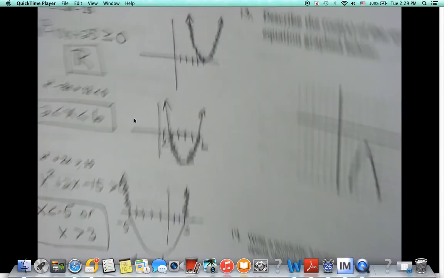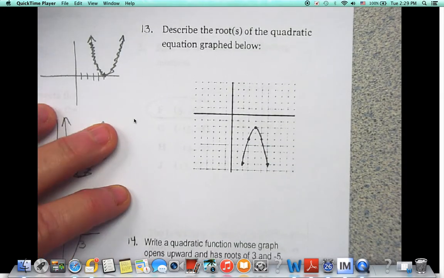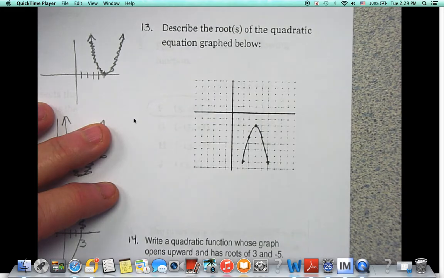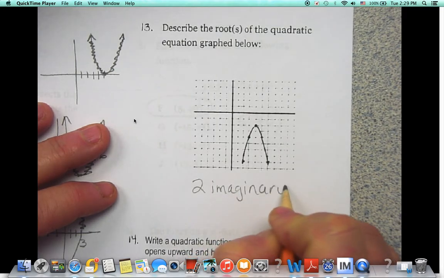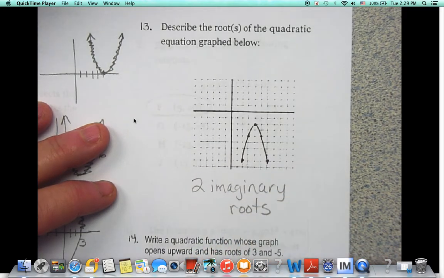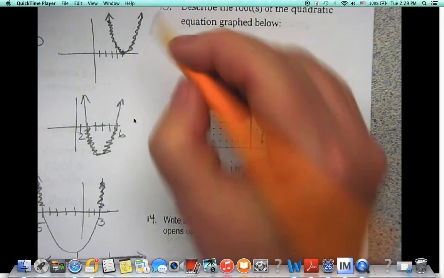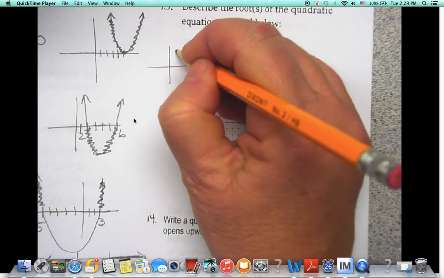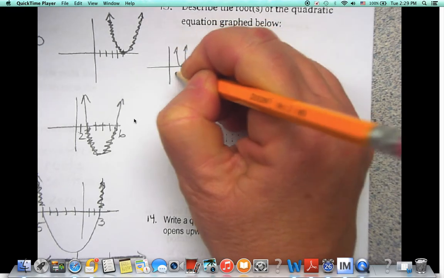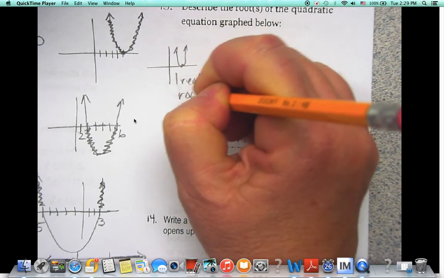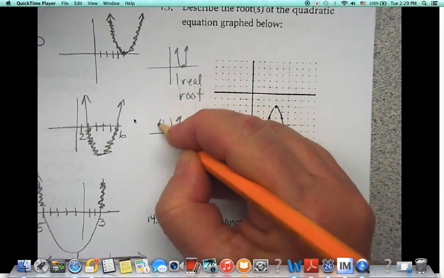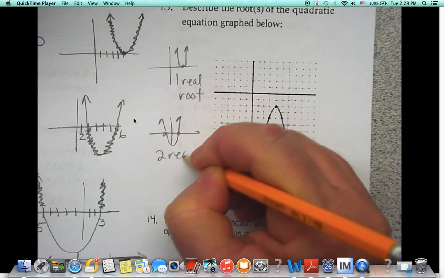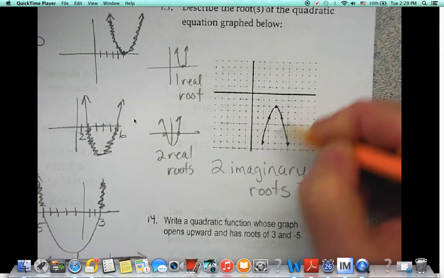Okay, 13. Describe the roots of this quadratic equation. Is it one real double root, 2 real roots, or 2 imaginary? That's the only choices you have. 3 choices. What does 1 real root look like? Like this, 1 on the x-axis. Okay, that's 1 real root. What does 2 real roots look like? It crosses in 2 places. And then this is 2 imaginary, it doesn't cross.